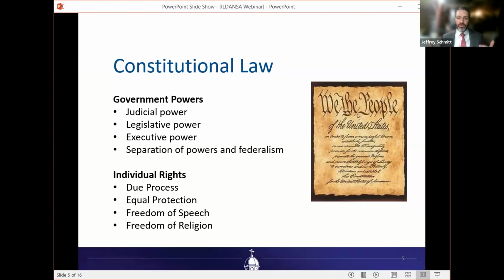Second half of the course is individual rights. We look at things like the First Amendment, freedom of speech. That's a big right. The Equal Protection Clause, the Due Process Clause, important protections against discrimination or arbitrary governmental action.